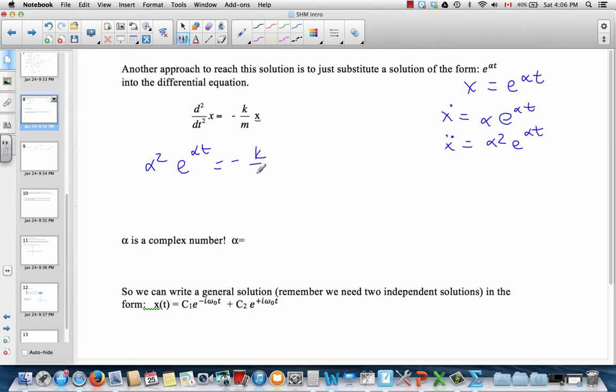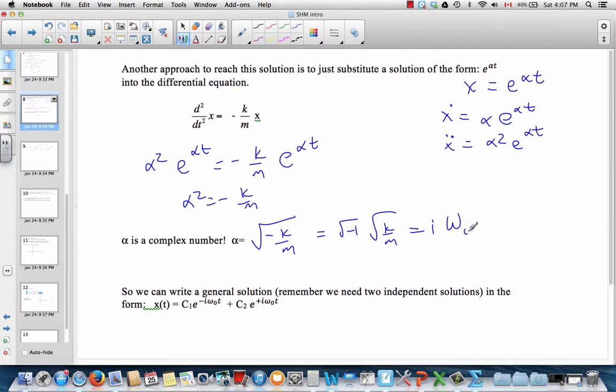Here we've got minus k over m times the x function, which again we're letting just be e to the alpha t. So clearly those two are equal to each other, provided alpha squared is minus k over m, or alpha is the root of negative k over m. Now we split that into two parts, the root of negative 1 and the root of k over m. We realize that this is omega naught, and this is the complex number i. Now, of course, we've got a plus or minus here.